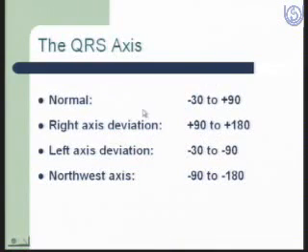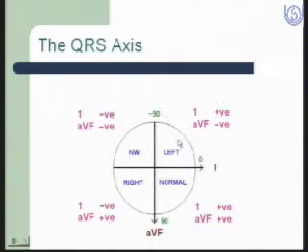Normal QRS axis varies from minus 30 to plus 90 degrees, whereas if the axis of the QRS is plus 90 to plus 180, we call it right axis deviation, and if it is minus 30 to minus 90 degrees, we call it left axis deviation. Between minus 90 and 180 degrees, we call it a northwest axis. So if we see the ECG in lead 1 and lead AVF, we can easily determine what the axis is.